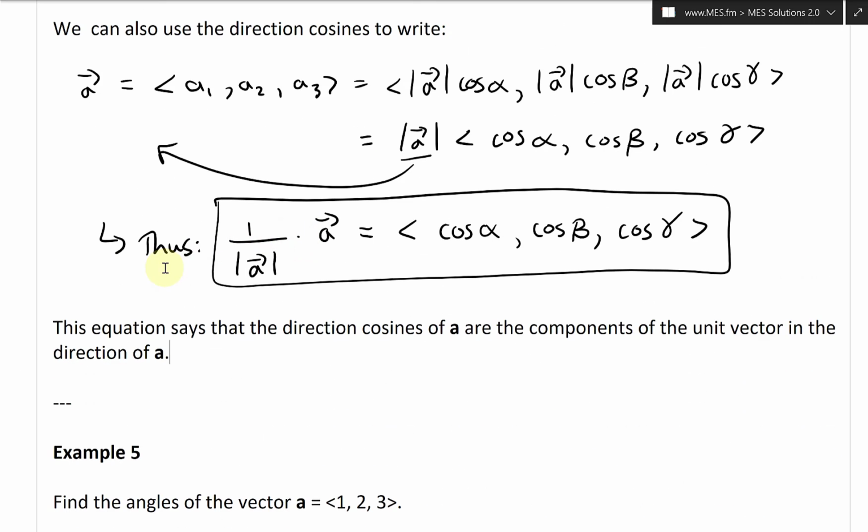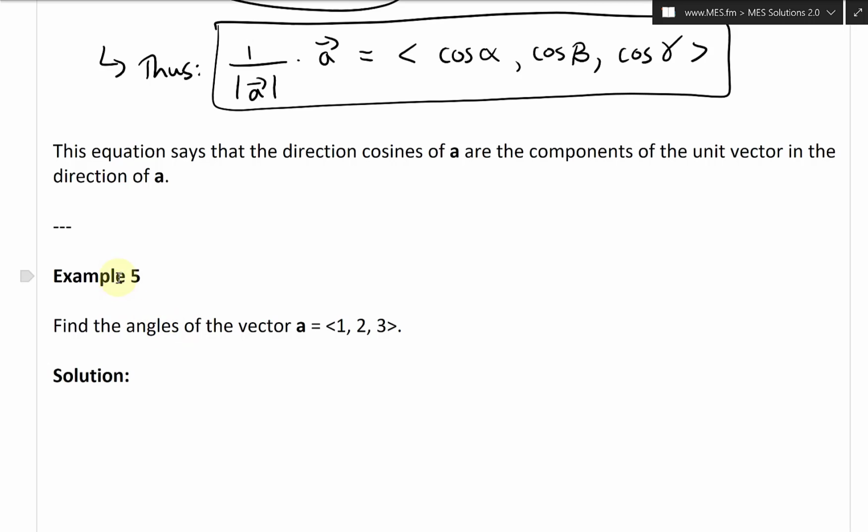Fascinating stuff. So going further, let's take a look at example 5, and this one states: find the direction angles of the vector A, which has components 1, 2, and 3.